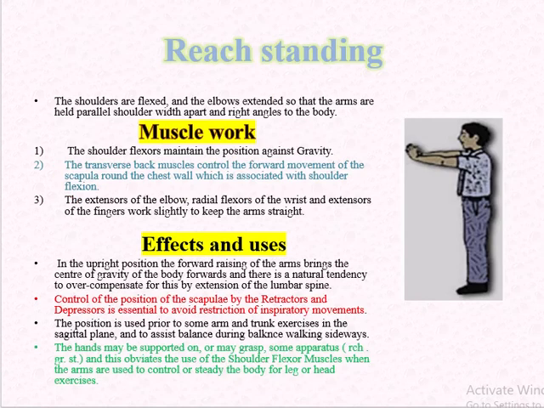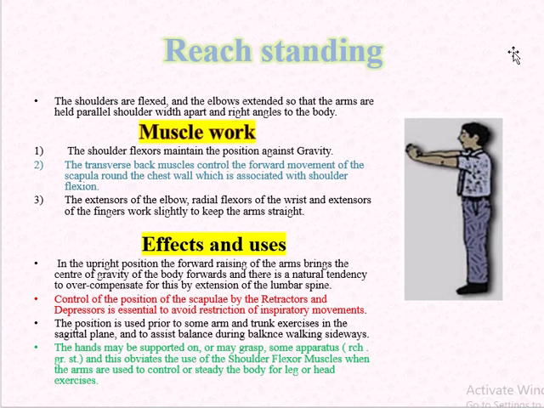Reach standing. Shoulders are flexed and elbows extended so that arms are held parallel, shoulder width apart, and at right angles to the body. Muscle work. Shoulder flexors maintain the position against gravity. The serratus anterior controls the forward movement of the scapula on the chest wall, which is associated with the shoulder flexion. Besides this, extensors of the elbow, radial flexors of the wrist, and extensors of the fingers work slightly to keep the arm straight.